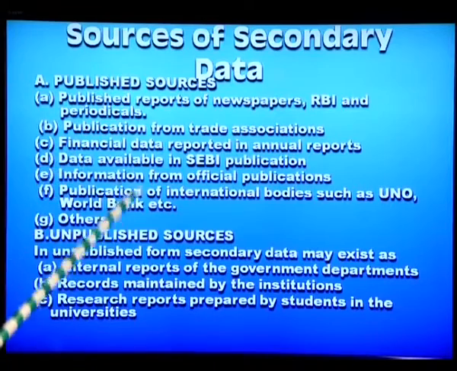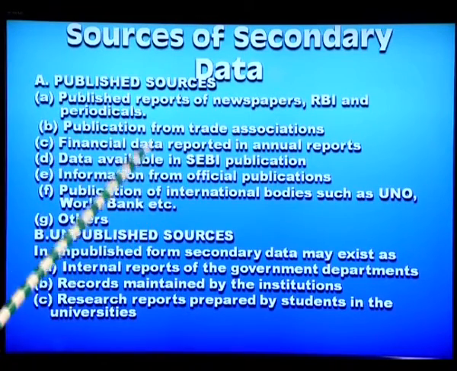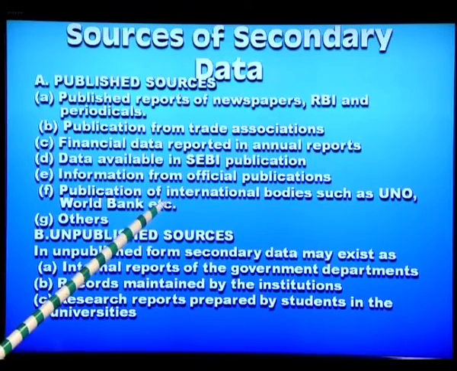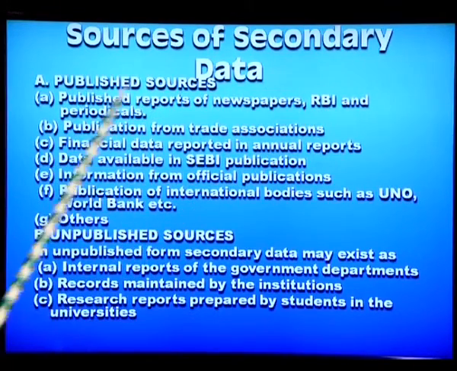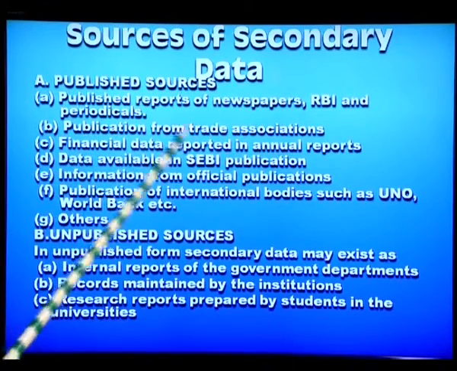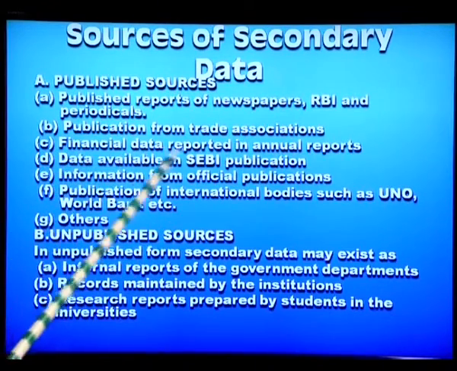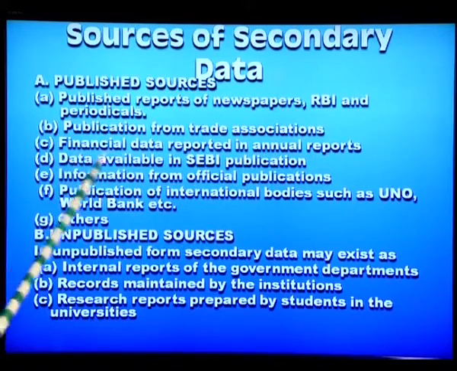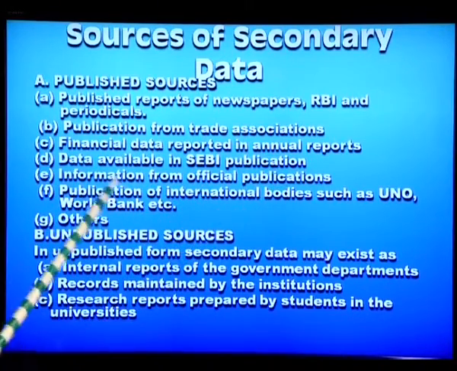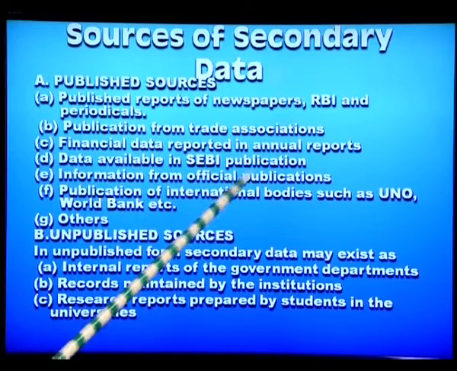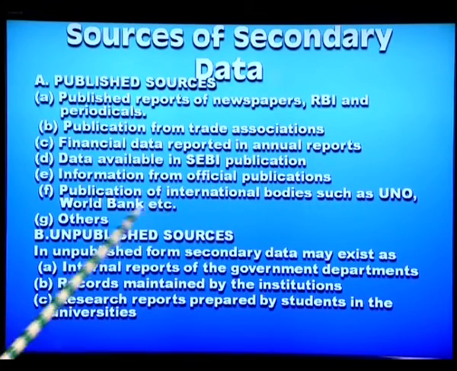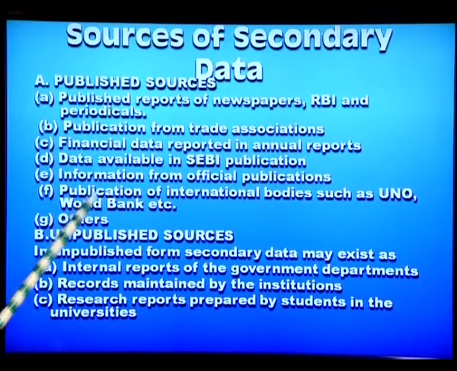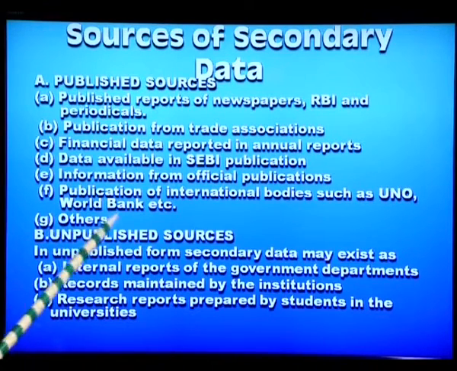Now, here is an exhaustive list of all the publications that can be considered as secondary sources when we are collecting data. First is published reports of newspapers, RBI and periodicals, publications from trade associations, financial data reported in annual reports, data available in SEBI publications, information from official publications, publications of international bodies such as UNO, World Bank, etc., and in economics we use a lot of information from these and all others.